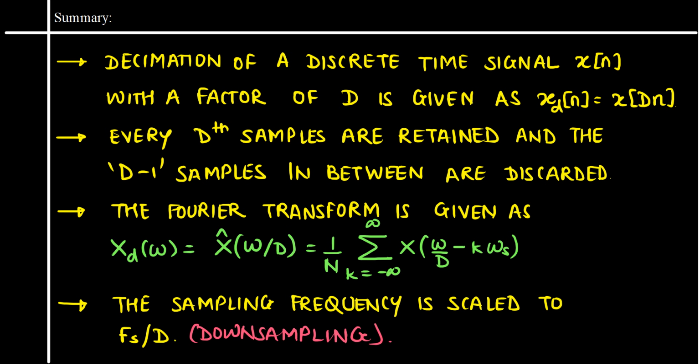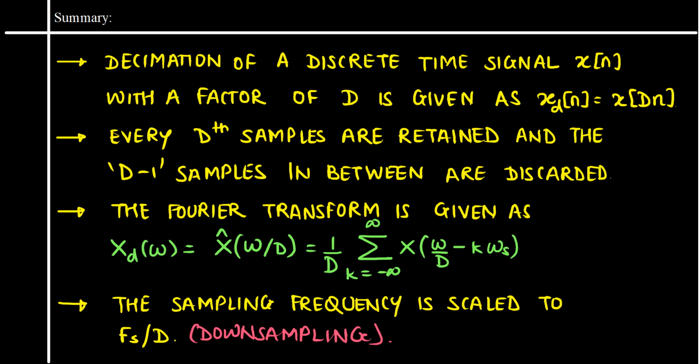xd of omega, which is equal to x hat of omega by d, which comes out to be 1 by N summation k running from minus infinity to infinity X of (omega by d minus k times omega s), where this N is basically equal to d. So it is 1 by d summation k running from minus infinity to infinity X of (omega by d minus k times omega s).